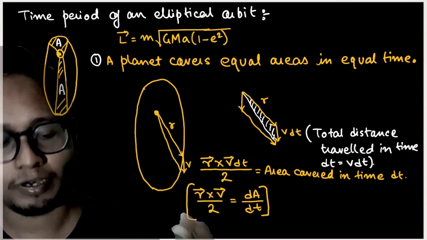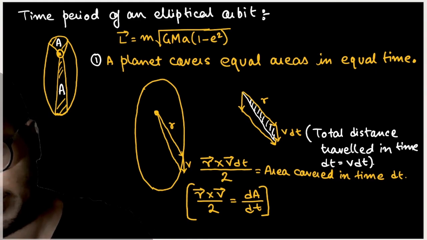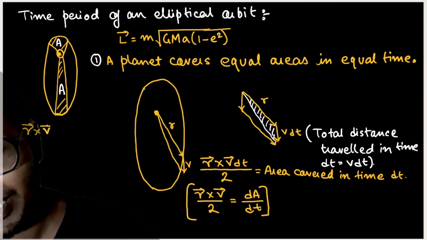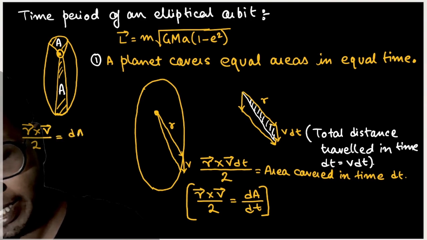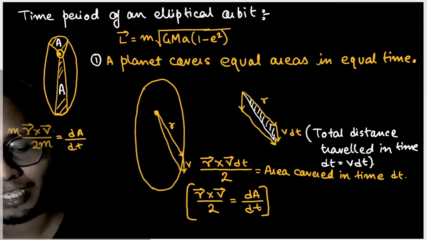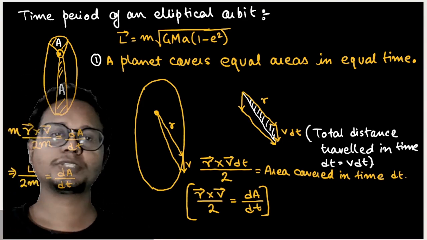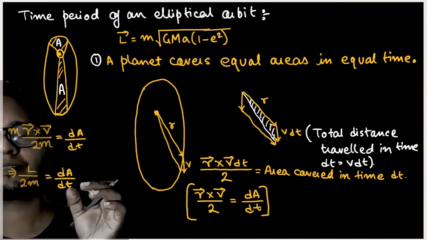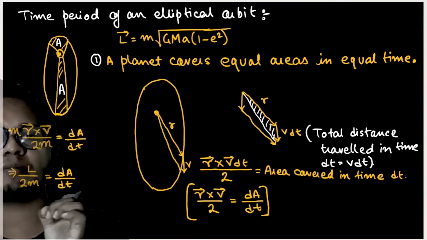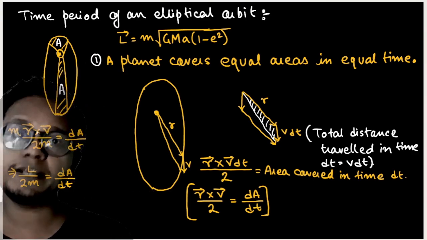The remaining part is simple, just playing with algebra. r cross v by 2 is equal to dA by dt. Multiply the numerator by a scalar quantity, multiply the denominator by the same scalar quantity: m into r cross v. What is m into r cross v? Angular momentum. So angular momentum by 2m is equal to dA by dt. Understood this one? dA by dt is nothing but angular momentum divided by 2m, and angular momentum throughout the entire orbit remains constant.